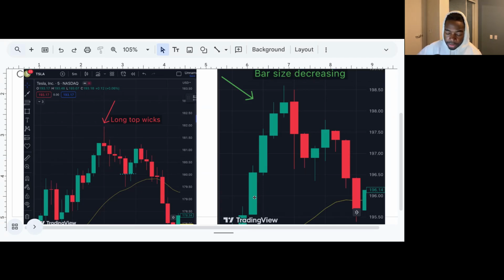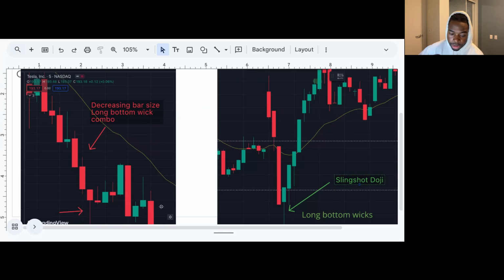What else do we get? In an uptrend, we start to get decreasing bar size. And then we also get that topside wick. So decreasing bar size like this shows you that there's less and less buying. Look at that big green bar, and then pretty big green bar, but it's smaller. And then still pretty decent sized green bar, but it's smaller. And then we get a non-trend bar up here. Non-trend bar.